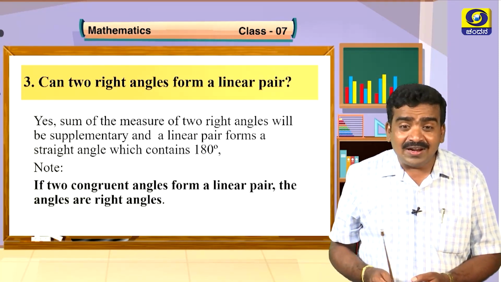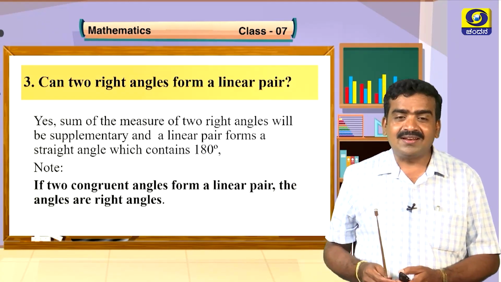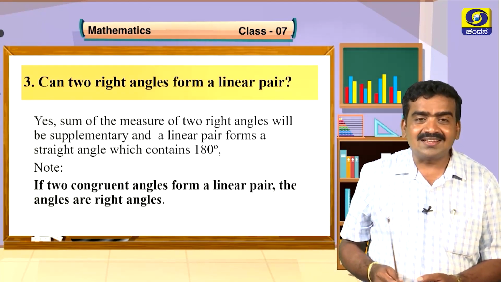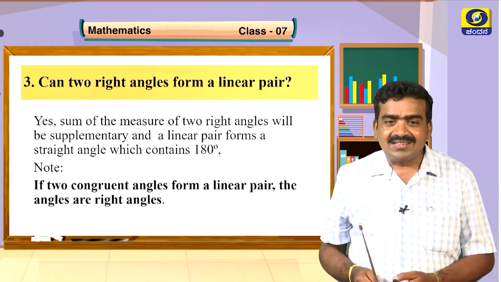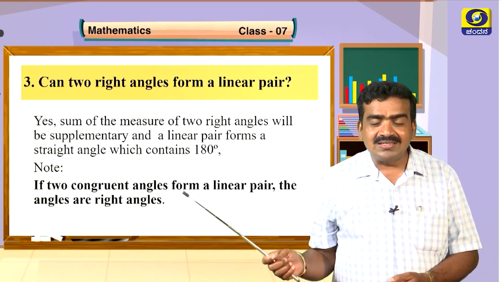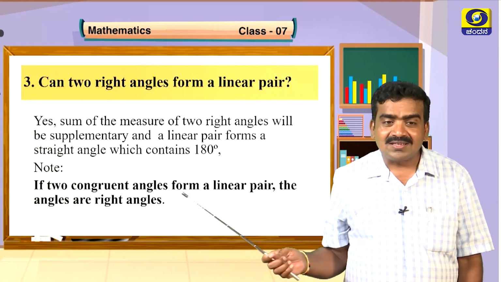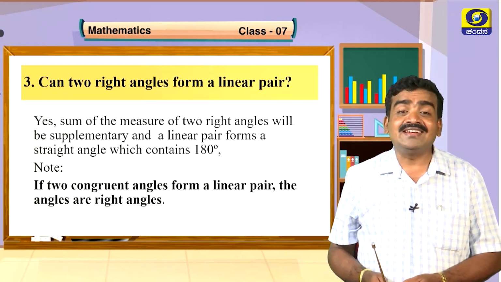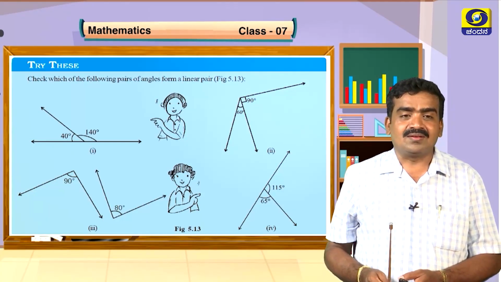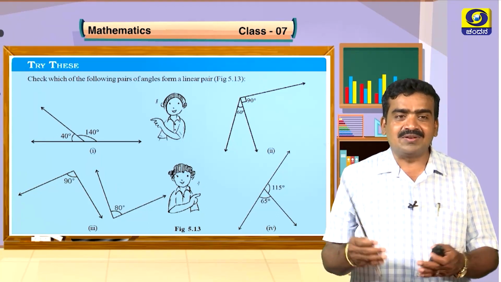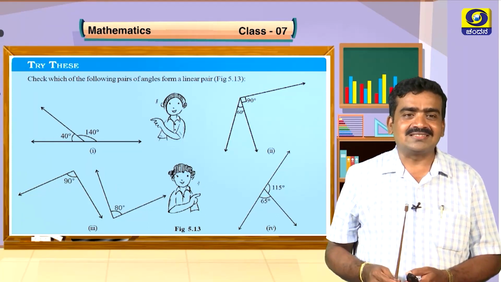If two congruent angles form a linear pair, then the angles are right angles. If the two angles are congruent, meaning their measures are the same, and they form a linear pair, then each angle measures 90 degree. My dear student, check yourself, try this.